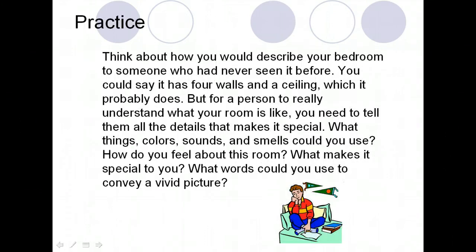Let's do an activity to further enhance your skills. Think about how you would describe your bedroom to someone who had never seen it before. You could say it has 4 walls and a ceiling, which it probably does. But for a person to really understand what your room is like, you need to tell them all the details that make it special. What things, colors, sounds, and smells could you use? How do you feel about this room? What makes it special to you? What words could you use to convey a vivid picture?